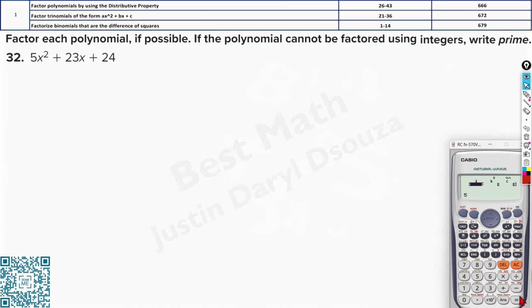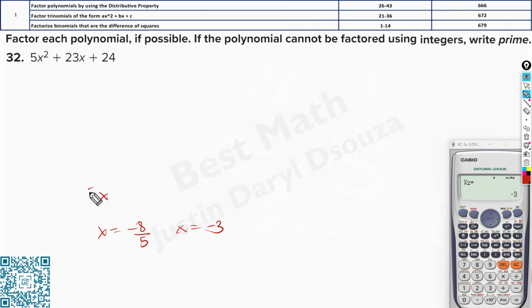Let's try this one. It's 5, 23, 24. Okay, here we are getting the answer. It'll be x is equal to negative 8 by 5, and x is equal to minus 3.